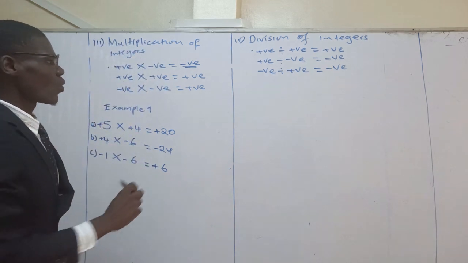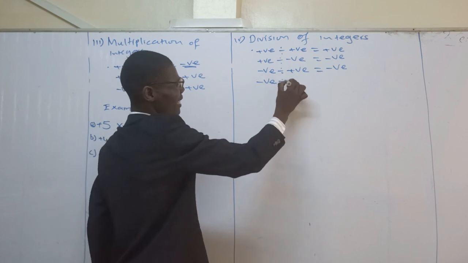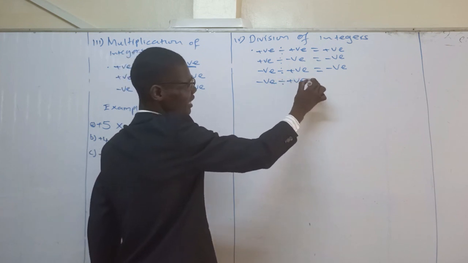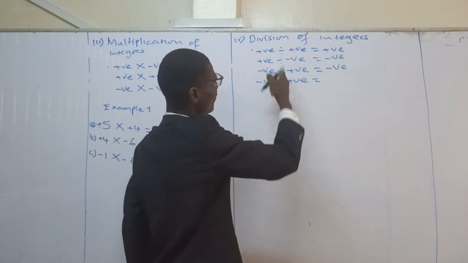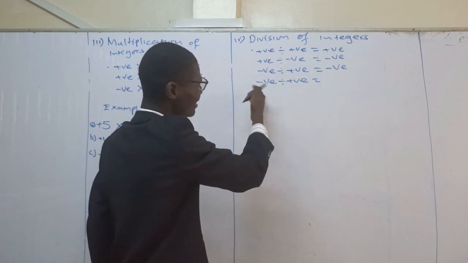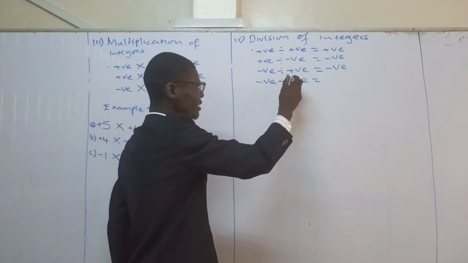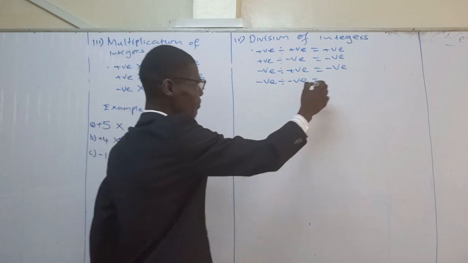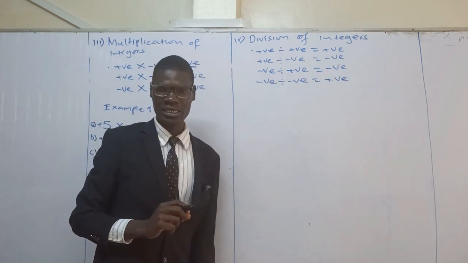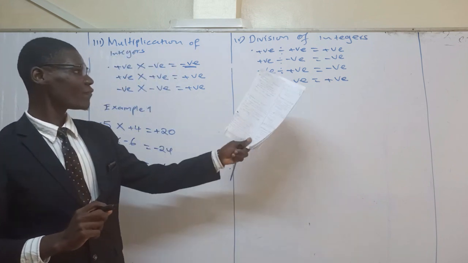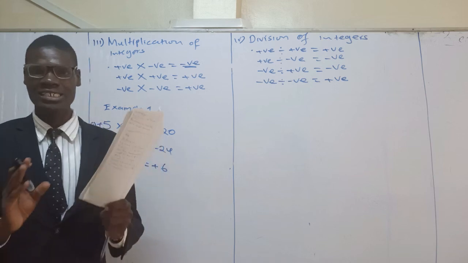Lastly, when I divide a negative integer by a negative integer, I get a positive integer. Those are the 4 rules that we have to understand when dividing integers.